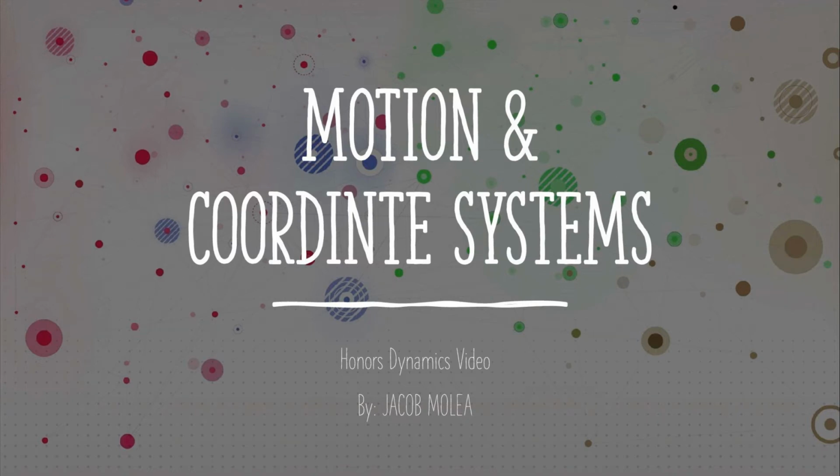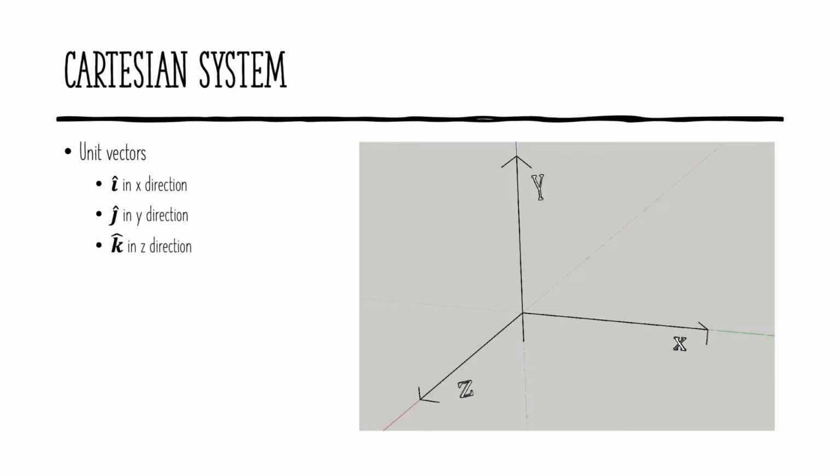Hello, my name is Jacob, and in this video we're going to talk about different types of motion and go over some of the main coordinate systems that are used in dynamics. The first coordinate system is the Cartesian coordinate system, which is sometimes referred to as the global coordinate system, and it has unit vectors i, j, and k that are centered at the origin and point in the typical x, y, and z directions.